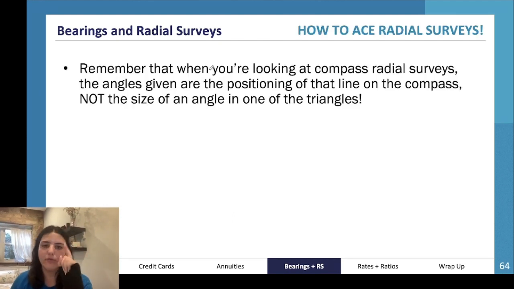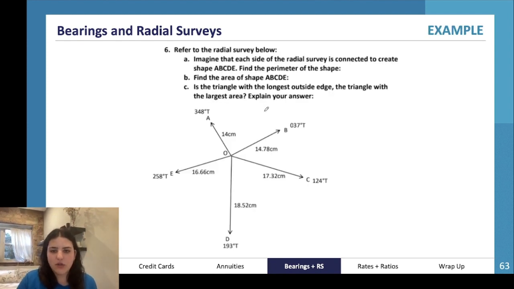But how do you ace radial surveys? Remember that when you're looking at compass radial surveys, the angles are the positioning on the compass, not the size of one of those angles. So on this one, this is not a 37-degree line. It's the difference between these two.